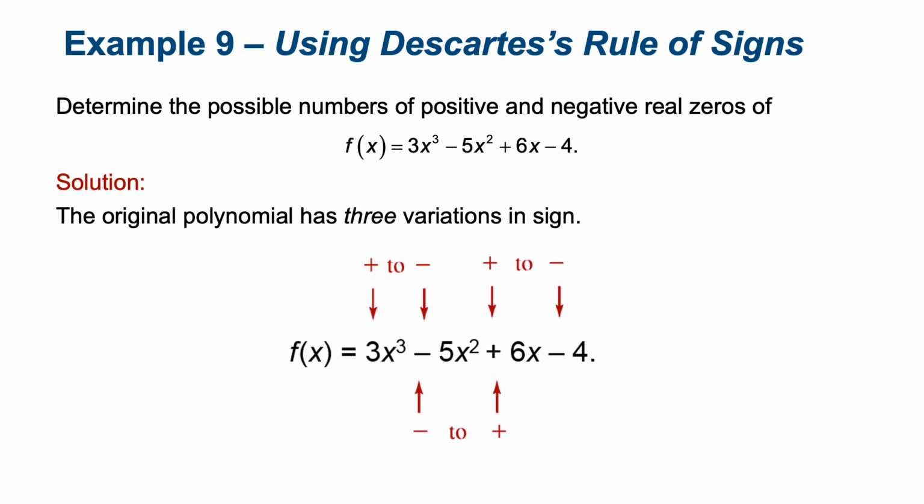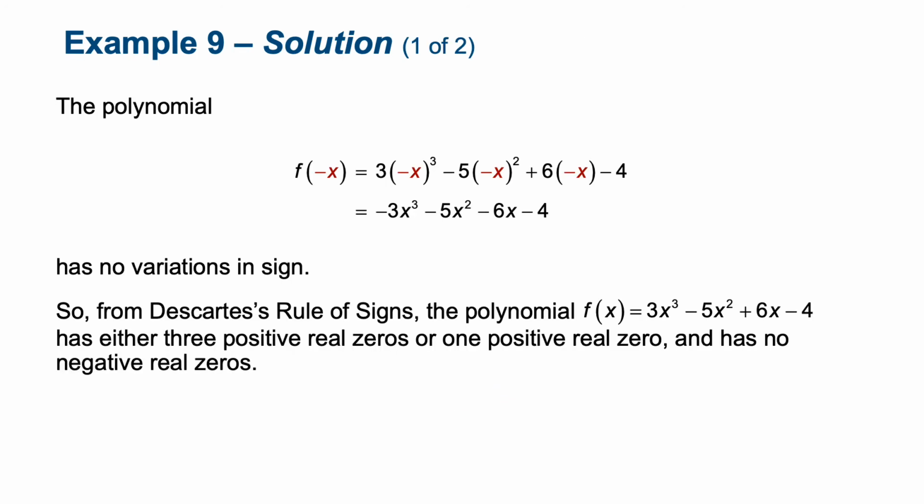So what does that tell us? It either has 3 positive real zeros or 1, right? 2 less, right? So it's either 3 positive or 1 positive.